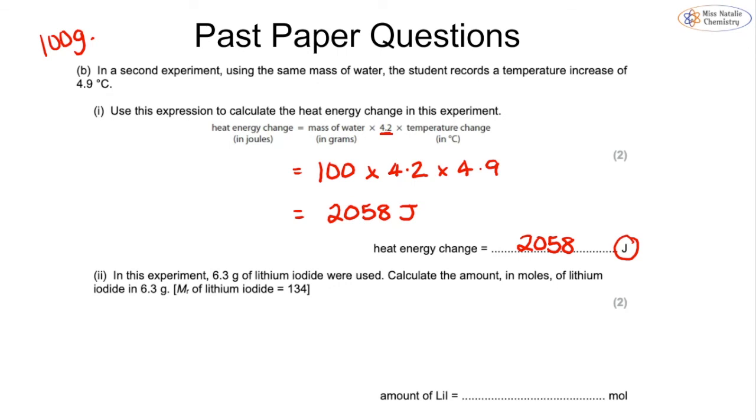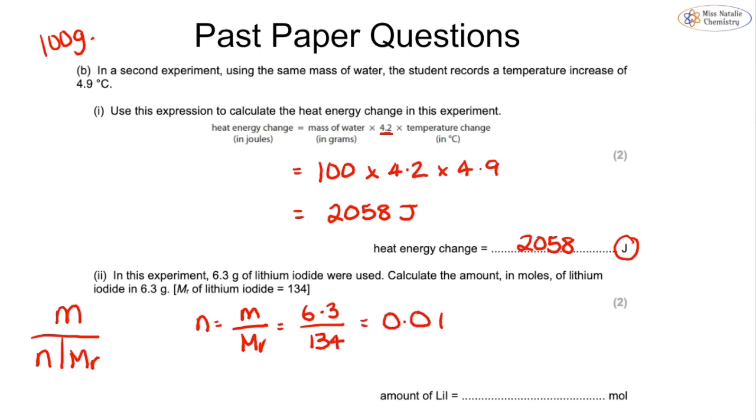So in the experiment, 6.3 grams of lithium iodide was used. We want to calculate the number of moles. So we're going to use our mass, moles, Mr triangle. To work out my number of moles, it is the mass divided by the Mr. So the mass is 6.3, I'm told the Mr is 134, and that gives me an answer of 0.047 moles. 2 marks again.